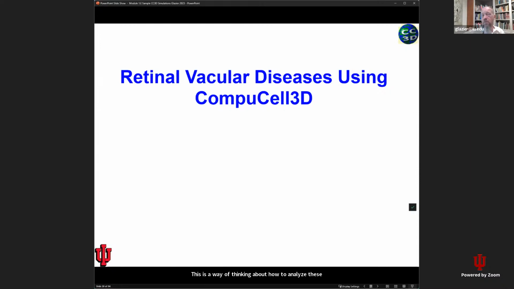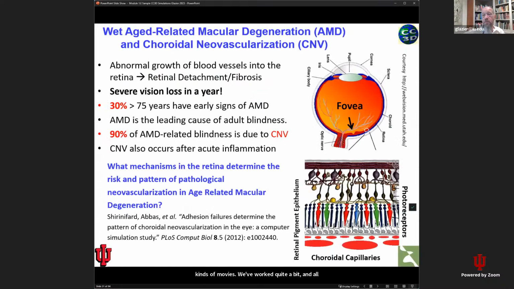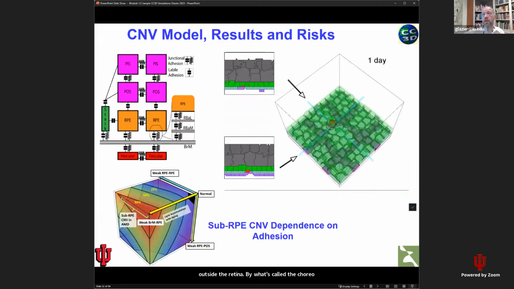We've worked quite a bit on retinal vascular diseases using CompuCell. The retina has a complex architecture, the black pigmented retinal epithelial layer at the back of the retina, the photoreceptors above it, and then neuronal tissue above that. It has a very high metabolic rate, and most of the nutrients and oxygen are supplied from outside the retina by what's called the choriocapillaris, which is separated from the retina by a thick membrane called Bruch's membrane.